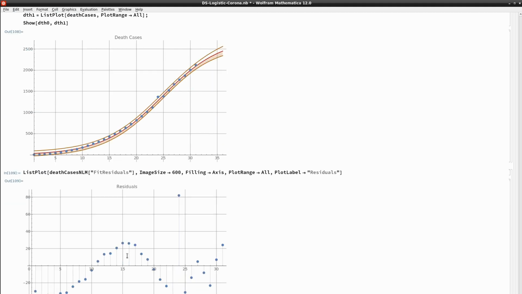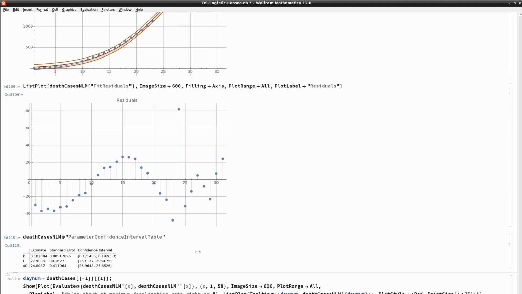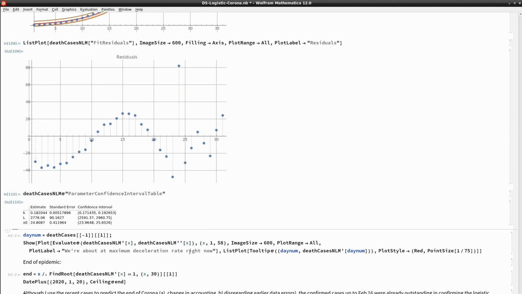So as a list plot of the residuals, we see that the numbers are even smaller. We're now between minus 40 and 40, except for this outlier here. And let's look at the confidence table.